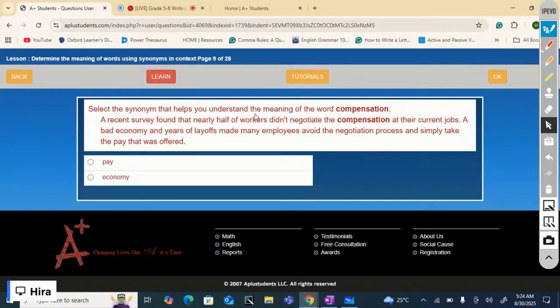Select the synonym that helps you understand the meaning of the word compensation. A recent survey found that nearly half of workers didn't negotiate the compensation at their current jobs. A bad economy and years of layoffs made many employees avoid the negotiation process and simply take the pay that was offered. Now, what is the synonym of the word compensation, which helps you understand the meaning of this word? Pay or economy?